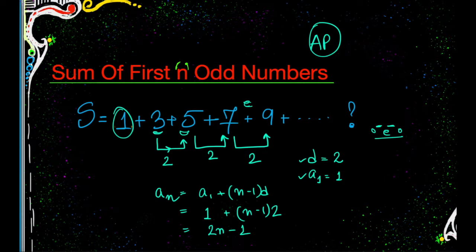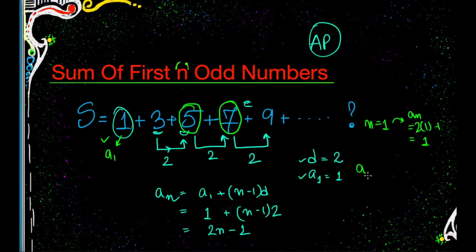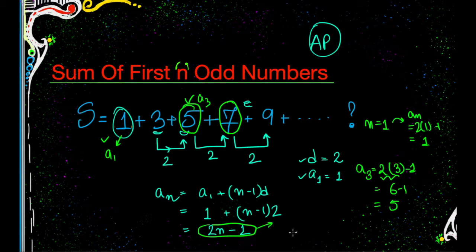So we can make a quick check whether or not this actually fits. If we put n to be, say, 1, then a sub n would be 2 times 1 minus 1, which is just 1. So a1 is clearly 1, and that makes sense. Let's figure out the third odd number. It should be the first, second, third. Well, the third should be 5, the fourth should be 7. So let's calculate a sub 3, and that should be 2 times 3 minus 1. Well, 2 into 3 is 6, minus 1, that is 5. And that clearly is 5, so this matches as well. So the series has been represented by this expression, starting from n equal to 1 going all the way till n. So that's one way to think of it.